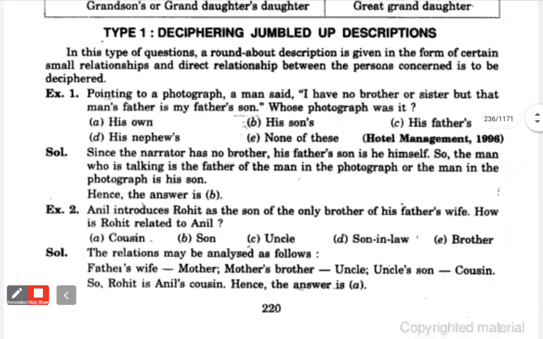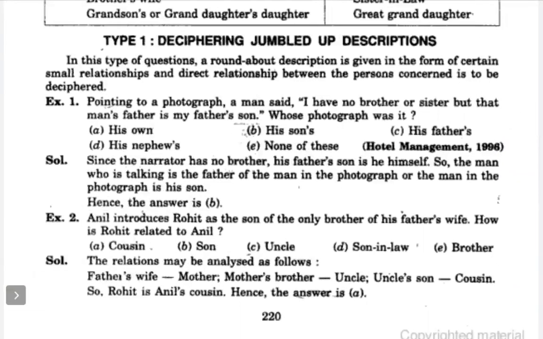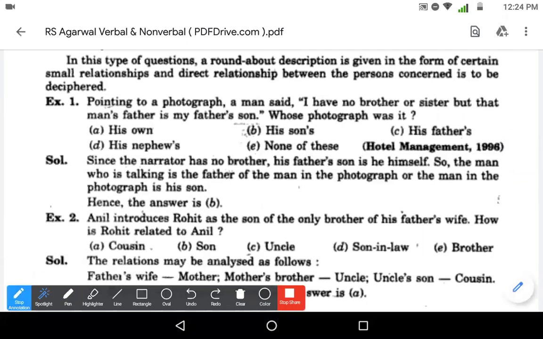First one, deciphering jumbled up descriptions. In this, a roundabout description is given in the form of certain small relationships, and the direct relationship between the persons concerned is to be deciphered. Okay, so direct small relationship will be given here. So let us understand. First question. Pointing to a photograph, a man said, I have no brother or sister, but that man's father is my father's son. Whose photograph was it? So this is the question.